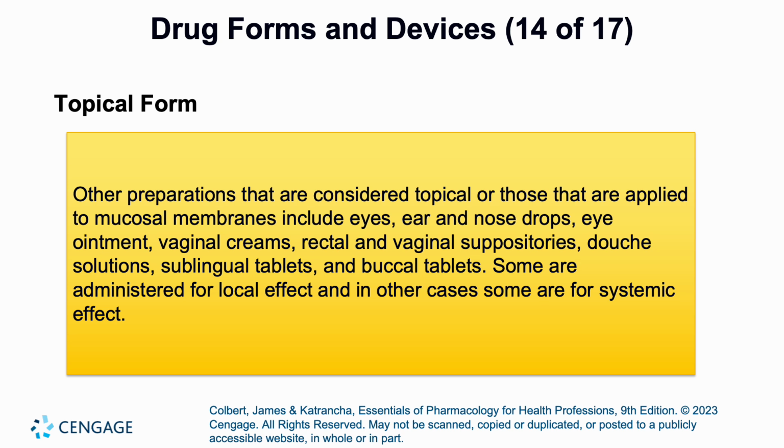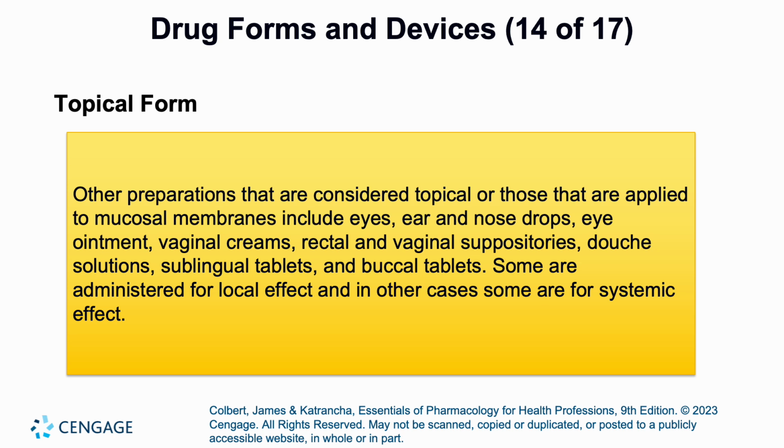So mucosal membranes are typically entry points into the body that have some kind of mucosal tissue. Mucosal tissue has built-in protection against the outside world via mucus. So things like your ears, your eyes, your nose, the rectum, vaginal canal, anywhere that's kind of an entry point into the body. So these types of preparations include ear and nose drops, eye drops, eye ointments, vaginal creams, rectal and vaginal suppositories, douche solutions, sublingual tablets, and buccal tablets.